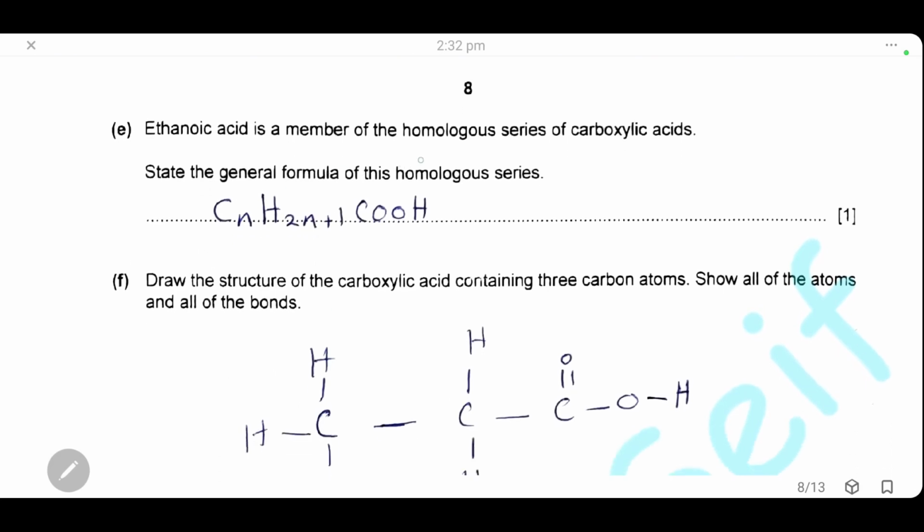Ethanoic acid is a member of the homologous series of carboxylic acids. State the general formula of this series. The formula of all carboxylic acids, organic acids, is CnH2n+1COOH.